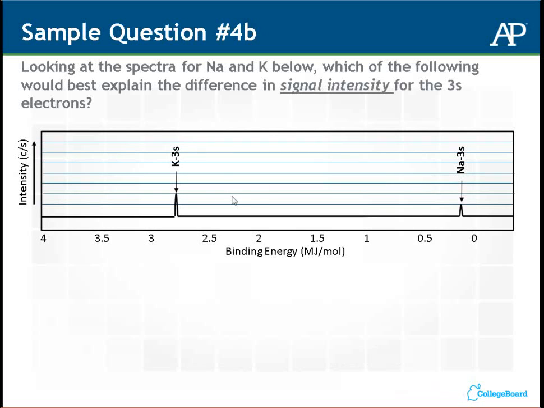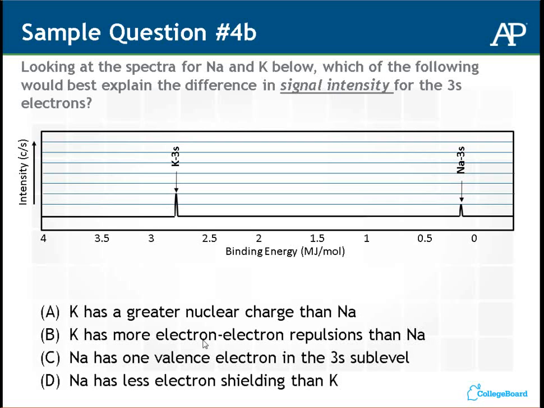Alright, so let's take a look at the signal intensity. And the signal intensity is the height here, which is an indication of the number of electrons. Which of the following would best explain the signal intensity for the 3s electrons? Well, if you look at sodium, it ends in 3s1, but potassium has its third shell full, and it starts at the fourth shell. So there are 2 electrons here. So if we're just looking at the signal intensity, it's not because of the greater nuclear charge, it's not because of repulsion, and it is because sodium has one valence electron, so it would be C.